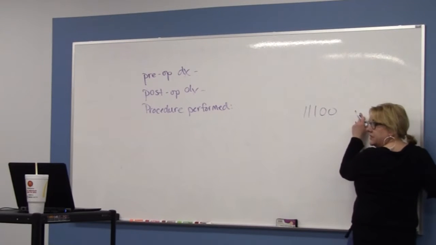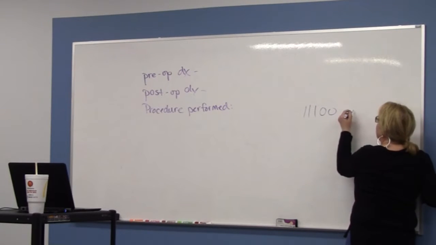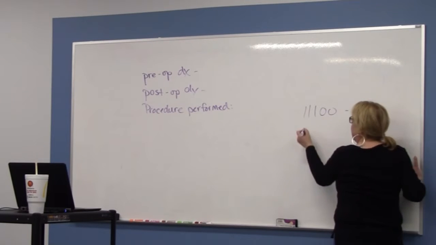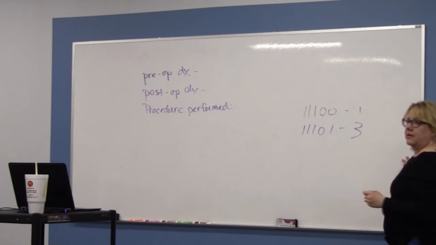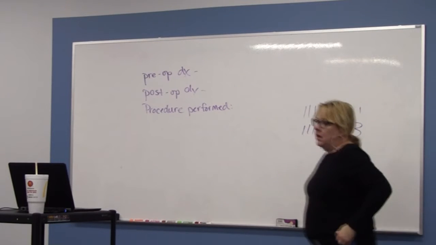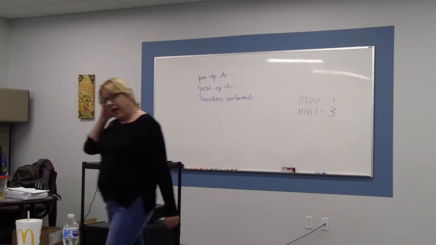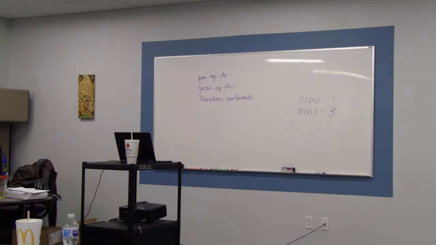There's my first lesion, right? They did 4. So my units is 1, and then 11101. Oh, okay. All right. I don't know if that's right for me. So, here, and I know, because I haven't read the op report yet. Okay? Now, if this doesn't say anything about that electrode desiccation, I don't know. Is that important? I don't know. All right?